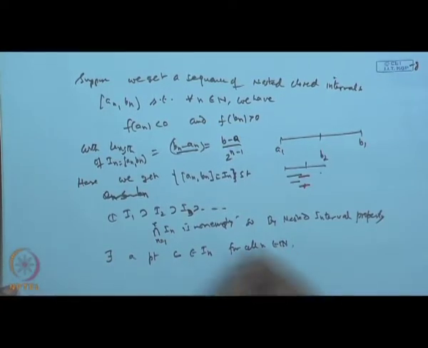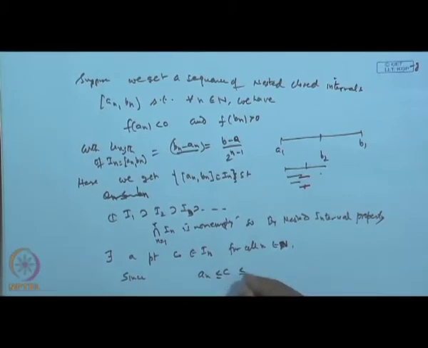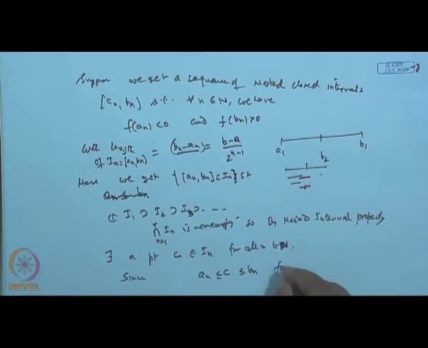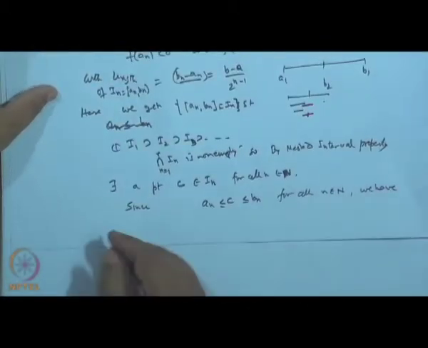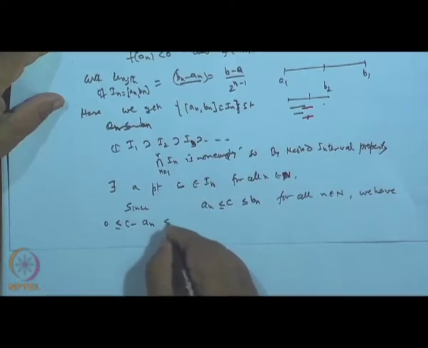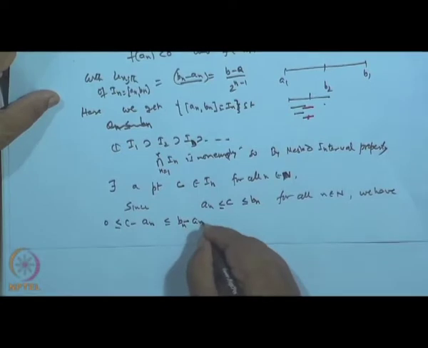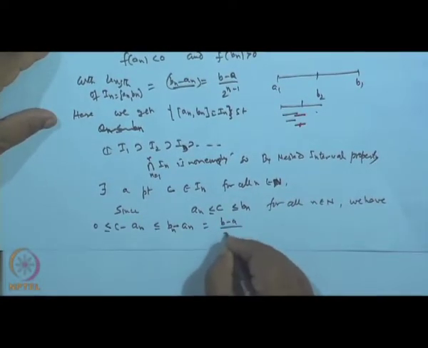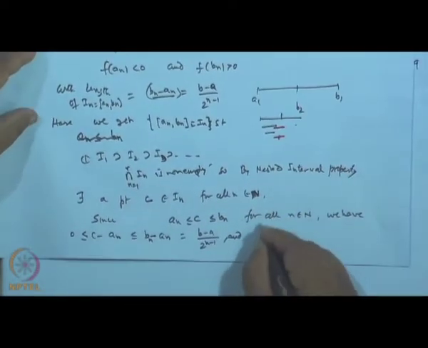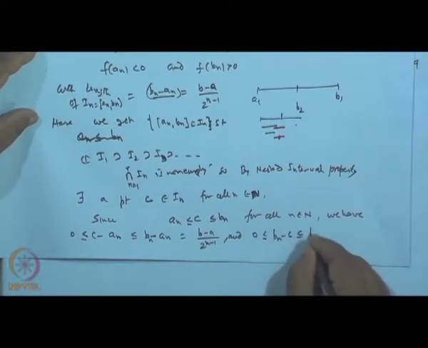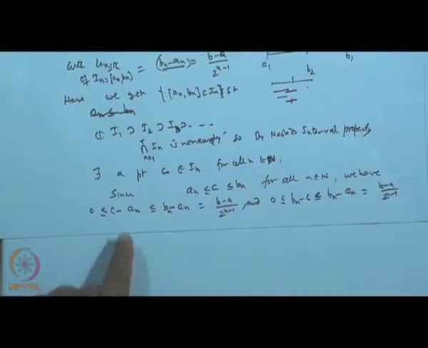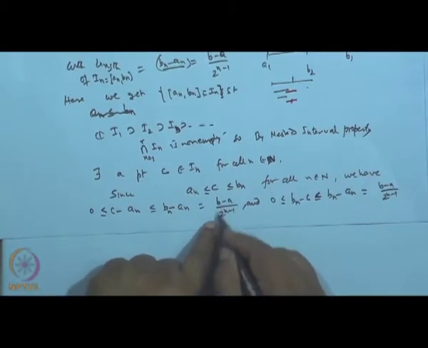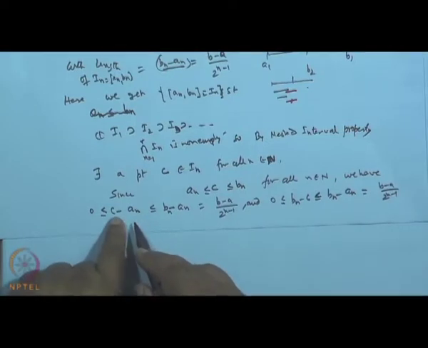Okay. Now, since C lies between An and Bn for all n belongs to N, we have that 0 less than or equal to C minus An, which is less than or equal to Bn minus An, which is equal to b minus a over 2 to the power n minus 1, and 0 less than or equal to Bn minus C, which is less than or equal to Bn minus An, which is equal to b minus a over 2 to the power n minus 1. This is true. So, when n tends to infinity, this is tending to 0, this is tending to 0. So, this shows limit of An is C, limit of Bn is C.